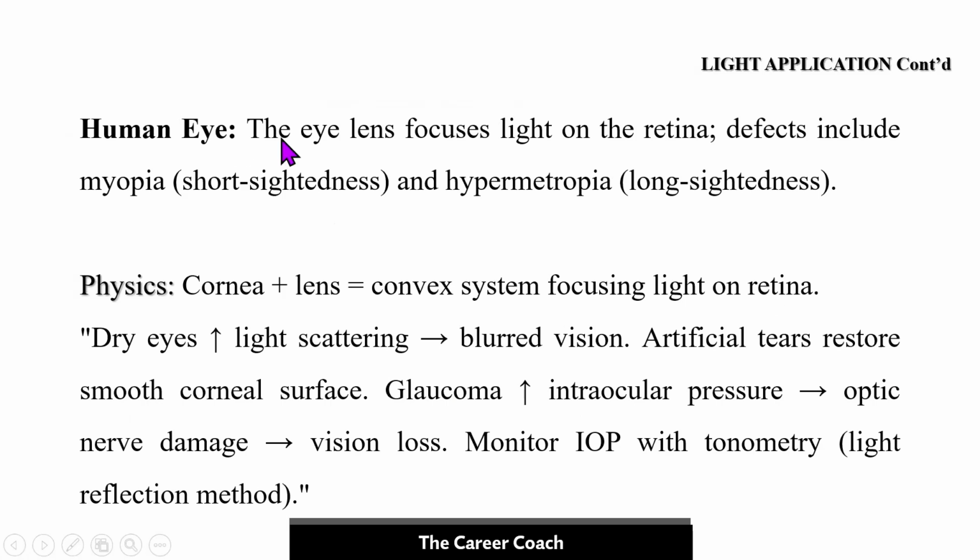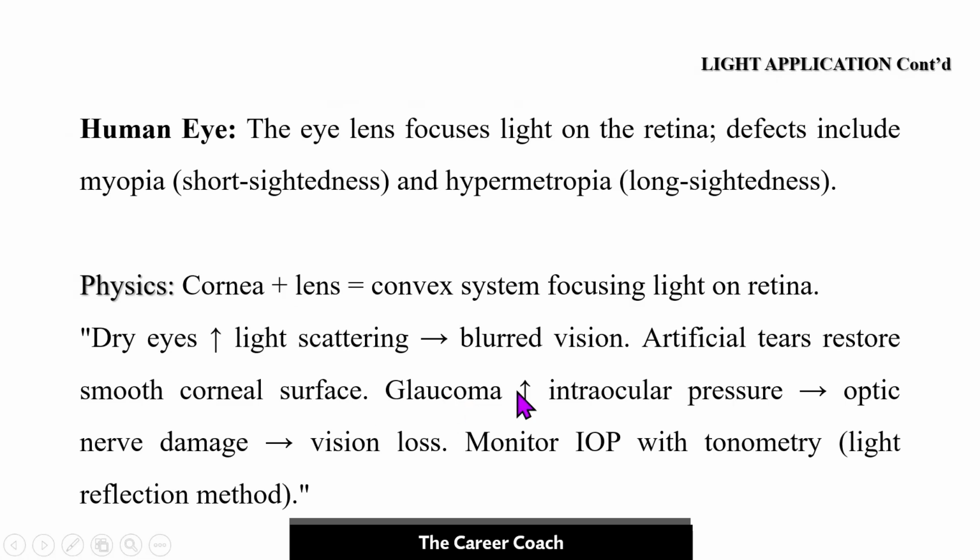The human eye. The human eye lens focuses light on the retina. Defects include short-sightedness, which is myopia, or long-sightedness, which is hyperopia. In physics, cornea plus lens is equal to a convex system focusing light on the retina. Dry eyes will increase light scattering, leading to blurred vision. Artificial tears restore smooth corneal surface.